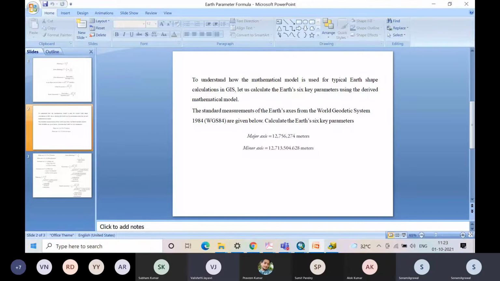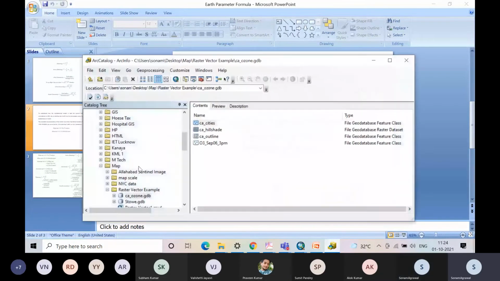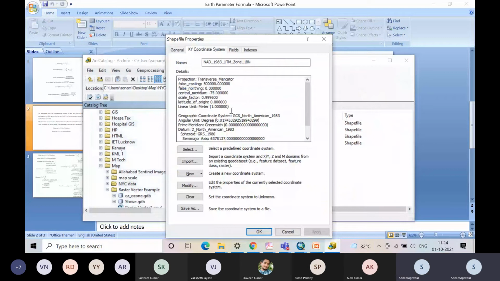If you are using any planar coordinate system, somebody is not on mute, please mute yourself. And if you are using a planar coordinate system, in that case all the parameters that we discussed for UTM, you can see on the screen again: false easting, false northing, central meridian, scale factor, latitude of origin, linear unit. Okay? These values are given. You can also find the same projection and geographic coordinate system. All these values are given at the top of the specification. Isn't it? So this is how GCS and PCS are used over here.